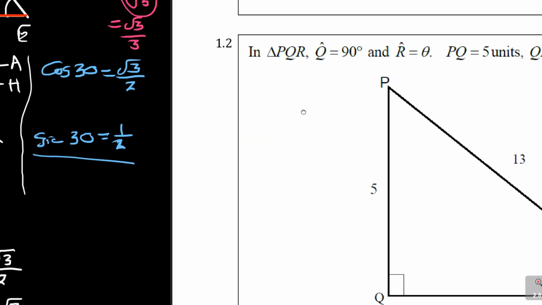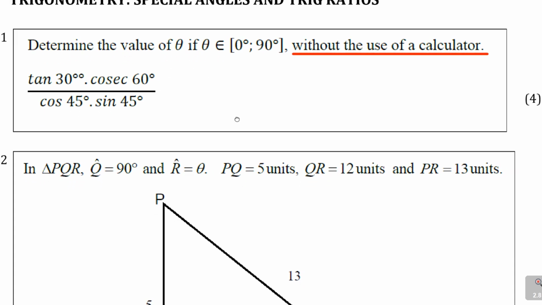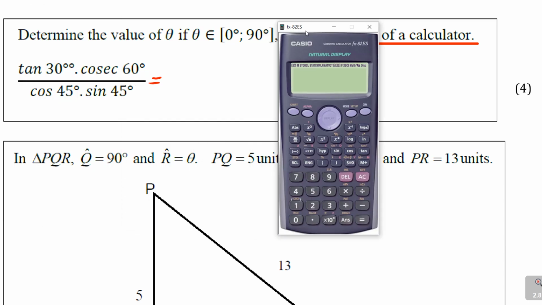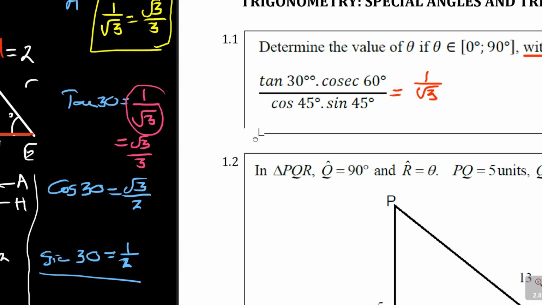Are you with me? But now, how do you then use them to simplify this? It says determine the value of theta, if theta is an element of 0 to 90 degrees, calculate this. So when they give you this question, tan 30 dot cosec 60, what you do, say equal to, now tan 30, you take a calculator and say what is tan 30. They say no calculator, but use it. Look what I'm getting now. I'm getting root 3 over 3, but you know root 3 over 3 is 1 over root 3, because that's what we got for tan 30 there.